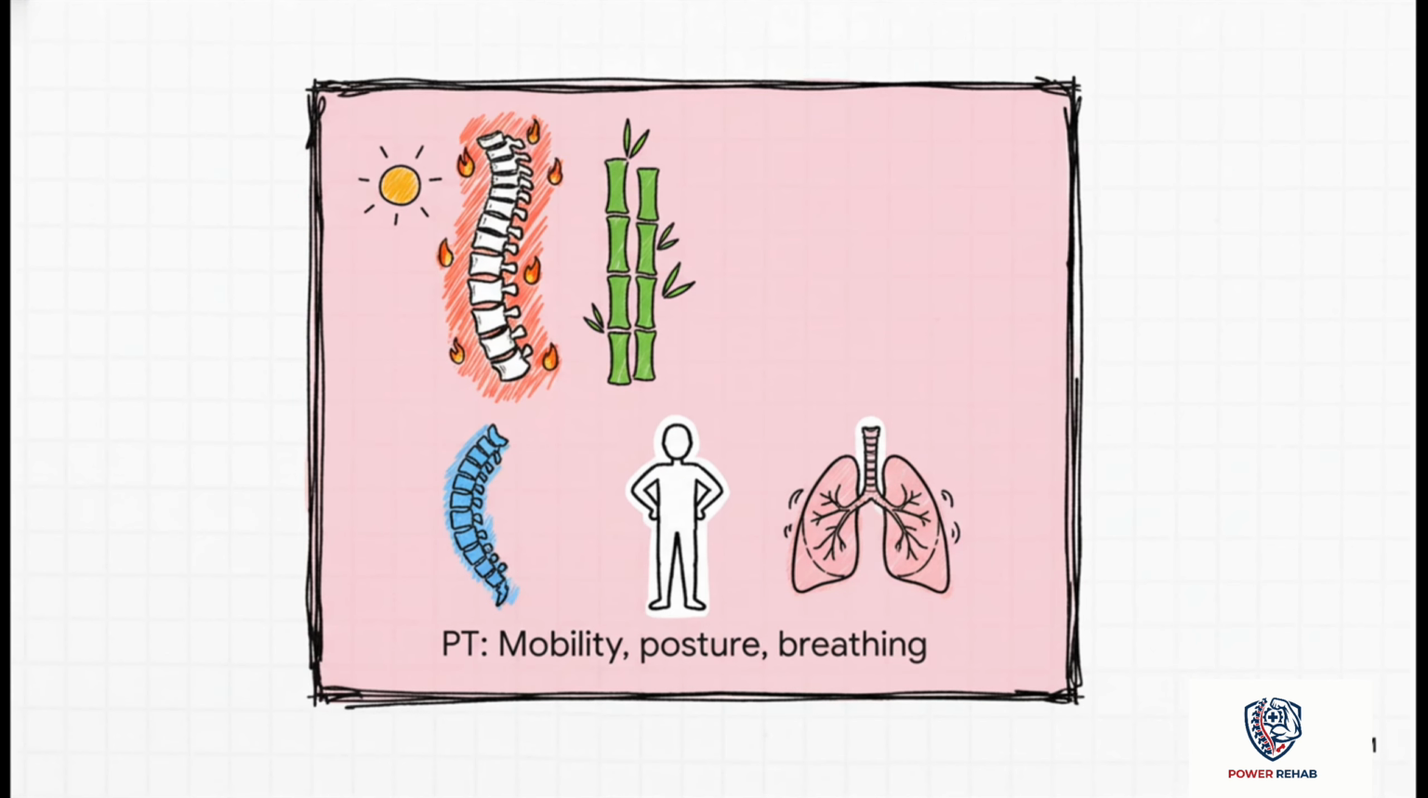Now here's a really interesting clue for spondylitis. You often feel incredibly stiff in the morning, but it actually gets better the more you move around. Kind of weird, right? So the treatment matches that. Physical therapy is all about maintaining mobility to fight that fusion, working on posture, and even doing breathing exercises since the ribs can get stiff too.